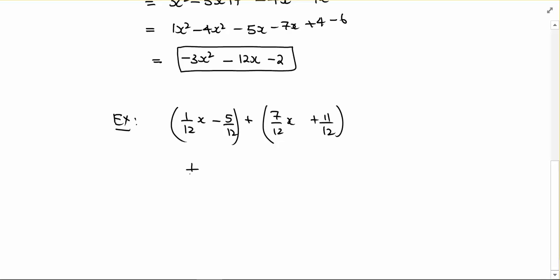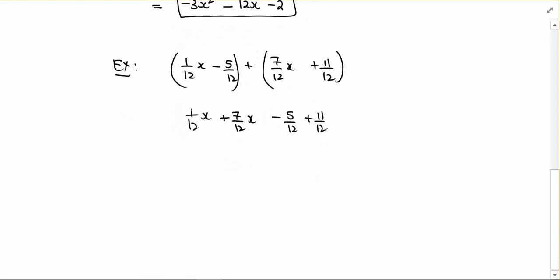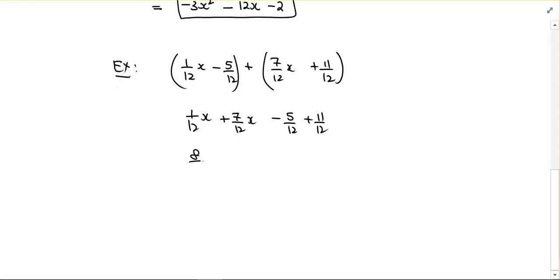So this is 1/12 x. I'm going to move the x terms next to each other: 7/12 x minus 5/12 plus 11/12. So this is 8/12. Now we are lucky, we had a common denominator, so we're just going to use it. Negative 5 plus 11, that's going to be 6/12.